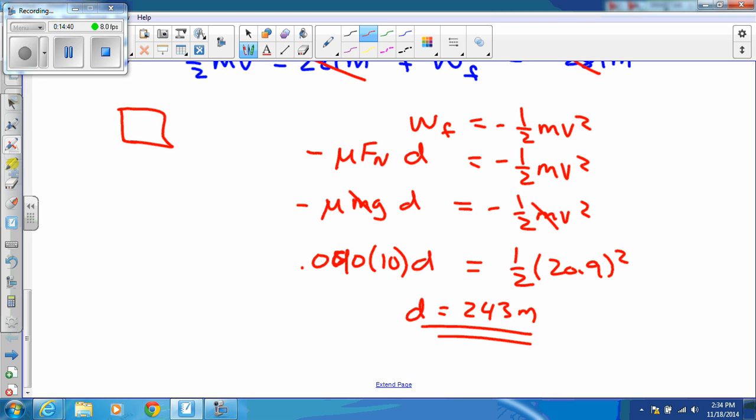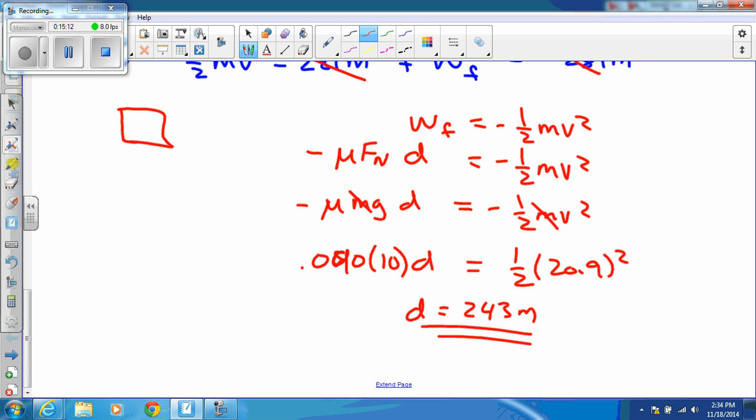So the key point here is that we account for energy at different points along the way, and the difference in energy at various points will be equal to the work done by the non-conservative forces. If you have no non-conservative forces, then the energy will be equal at all points along the way. And that's what we were doing with our conservation problems. Okay? Questions on that one?